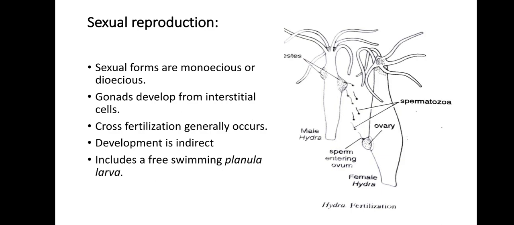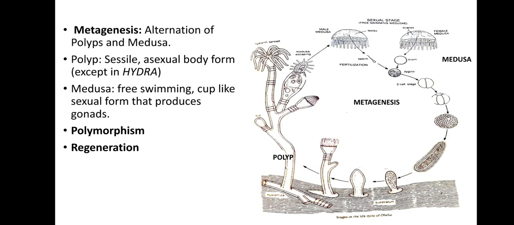Okay, parenchymula and amphiblastula were the larvae of poriferans, and the planula is a free swimming larva of these cnidarians or coelenterates. There are some interesting features of these coelenterates. One of them is metagenesis. Metagenesis is nothing but alternation of generation, asexual generation and sexual generation.